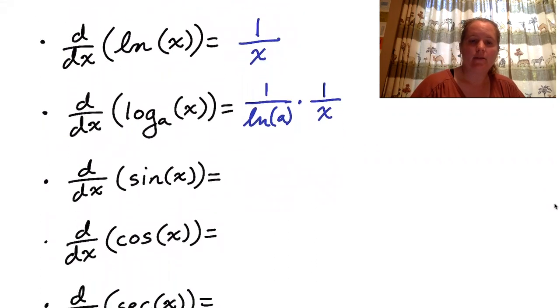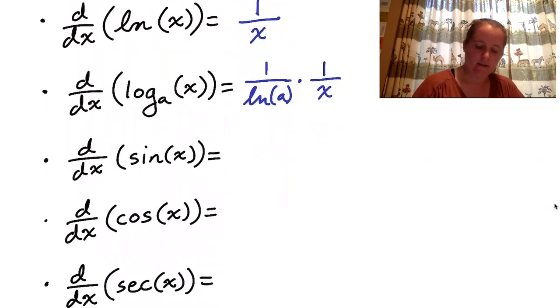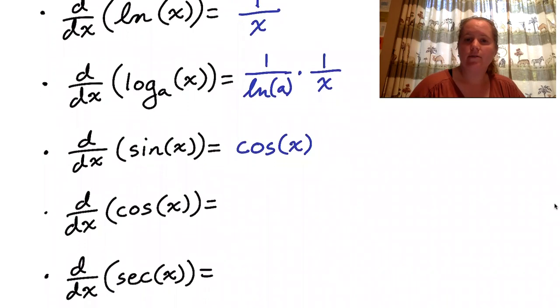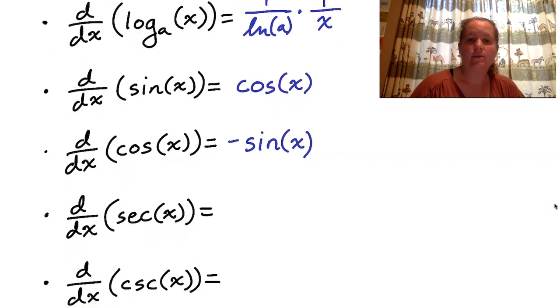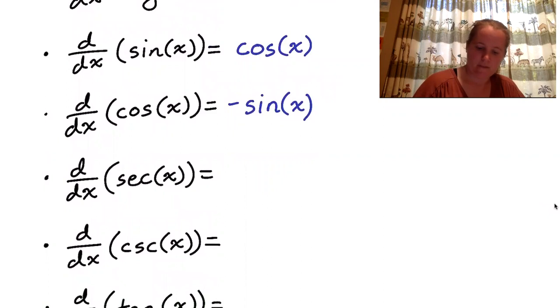Next up, we have the derivative of sine, all of our trig derivatives. Derivative of sine is cosine of x. The derivative of cosine was negative sine of x. And the derivative of secant x was secant of x times tangent of x.